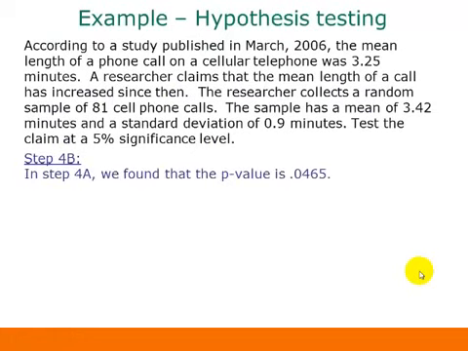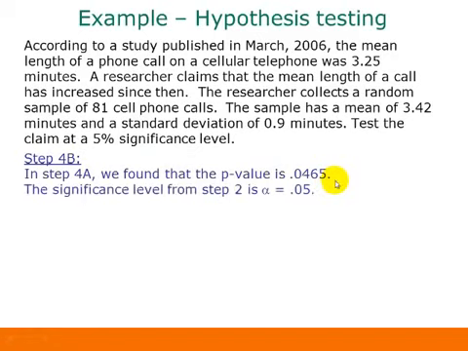Okay, so back to our example. In step 4a, we found that the p-value was 0.0465, and the significance level that we had in step 2 was 0.05. This is one reason it's important to go ahead and write that down in step 2, because if you don't have it written down, then you have to go back to the problem and look it up again, or figure out what you had decided on for your alpha. If you have it written down in step 2, then you don't have to do any extra work.